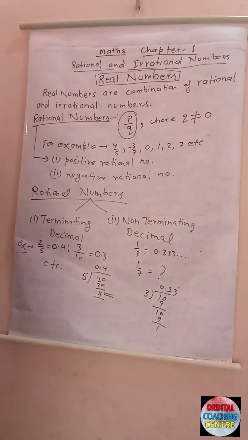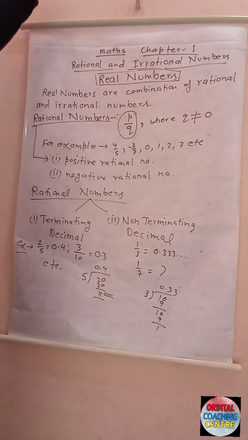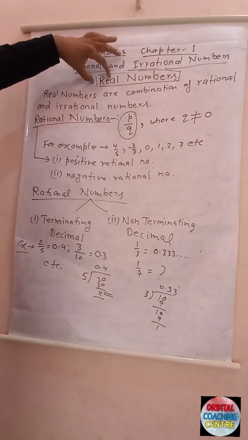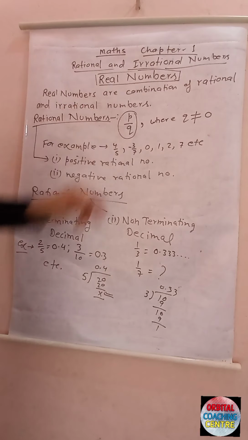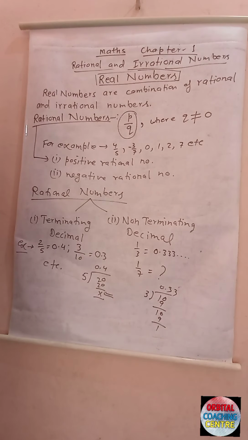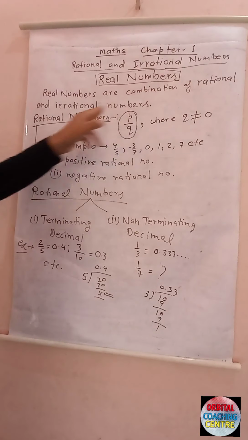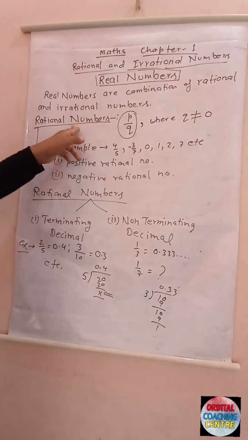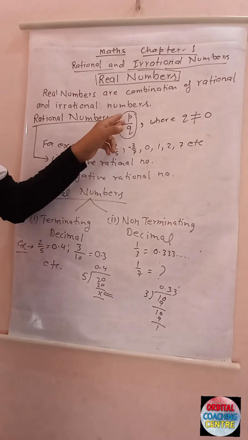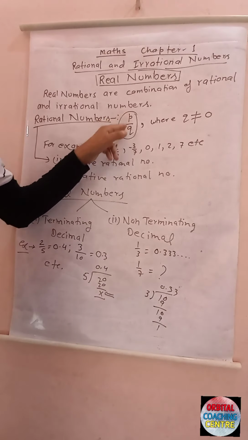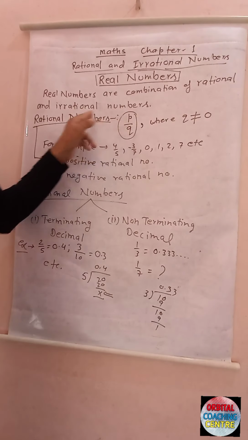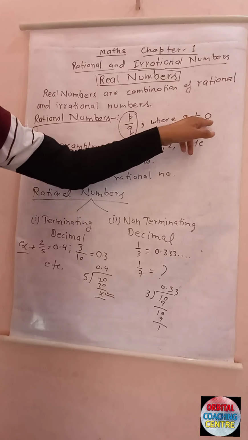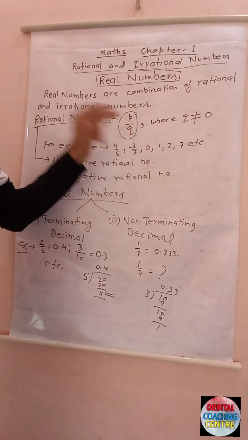Okay. Now we are revising. Look here, real numbers. What are real numbers? Real numbers are a combination of rational and irrational numbers. It means the combination of rational and irrational numbers is called real numbers. So first we will study rational numbers. What are rational numbers? Rational numbers are those numbers which we can write in the form of p by q, like a fraction. That is called a rational number, but q must not be equal to 0.